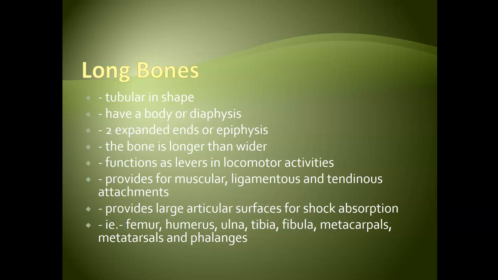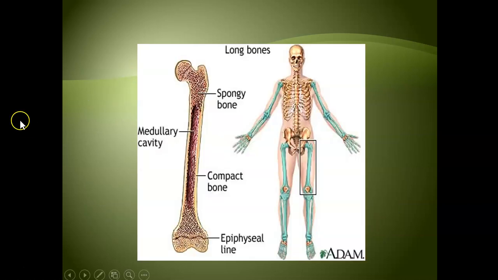So examples of a long bone, as I said earlier, are the femur of the leg, the upper leg bone; the humerus, the upper arm bone; the ulna, which is a forearm bone; the tibia and fibula, found in the shin area; metacarpals, which are in your hand, sort of part of your fingers; metatarsals, the long bones of your feet; and then the phalanges, being your toes or your fingers. So we see here in this example the femur, longer than it is wider, two epiphyses and so forth.